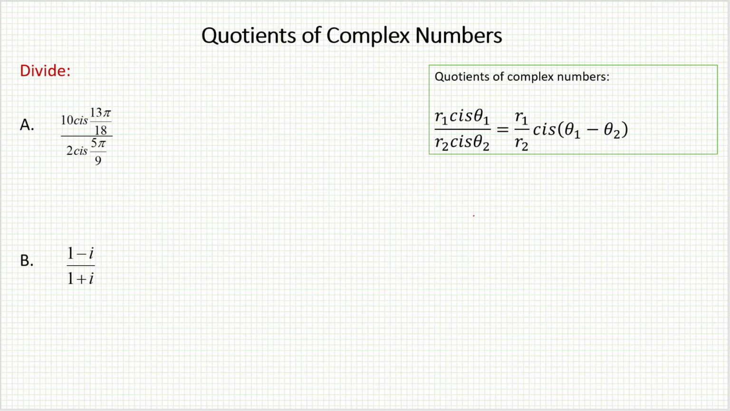Quotients of complex numbers. So we also have a formula for finding the quotient of two complex numbers. If I have a number r1 cis theta 1 and I want to divide by a second complex number r2 cis theta 2, simply divide the moduli and subtract the arguments, top minus bottom. Let's put that into practice.